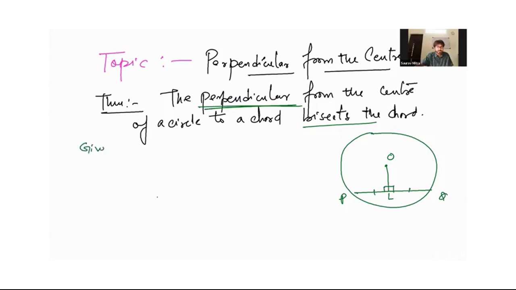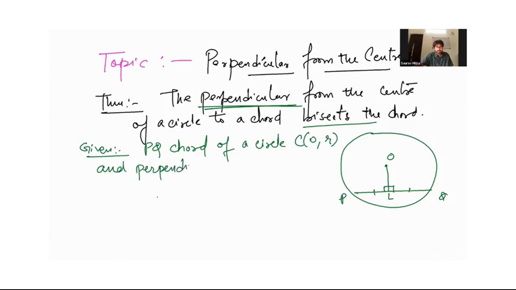So what is given in this case? The chord PQ is a chord of a circle with center O and radius R, and perpendicular OL to the chord PQ. Okay, perpendicular OL to the chord PQ. So what do we have to show? We have to prove that LP is equal to LQ.